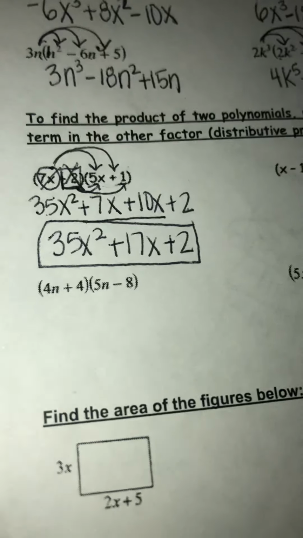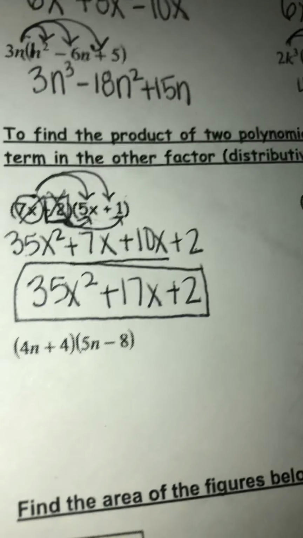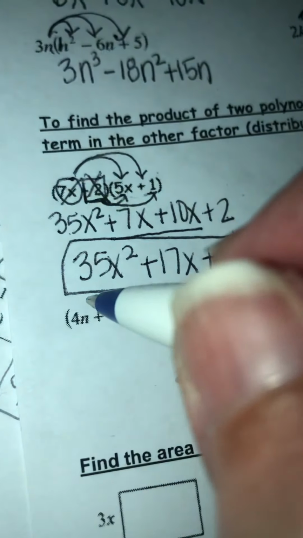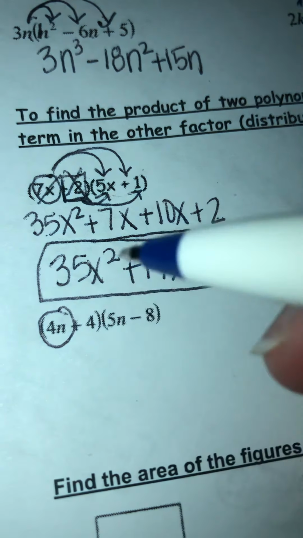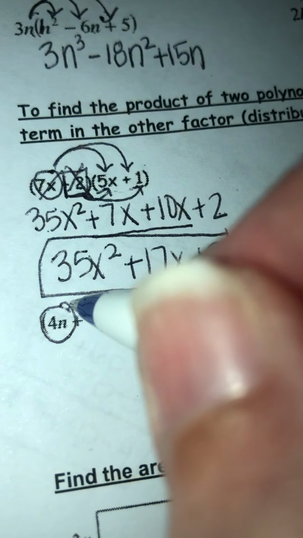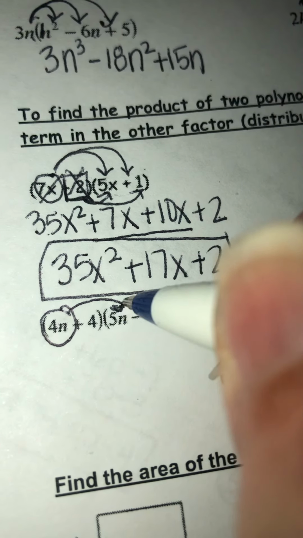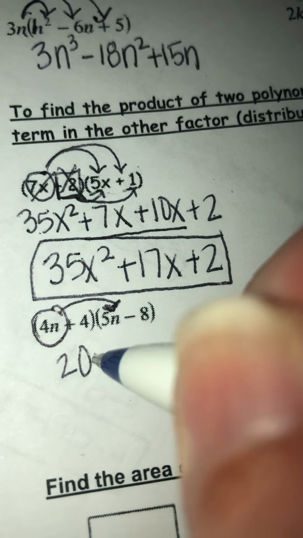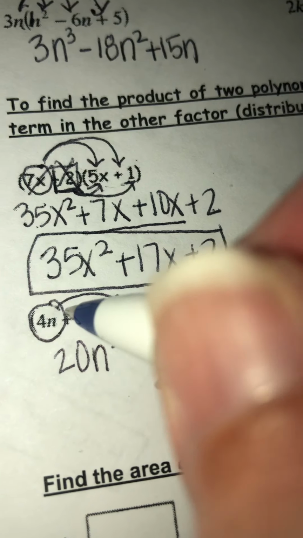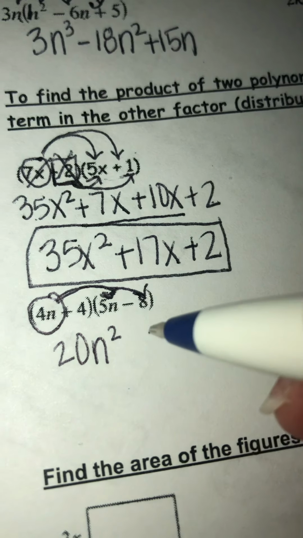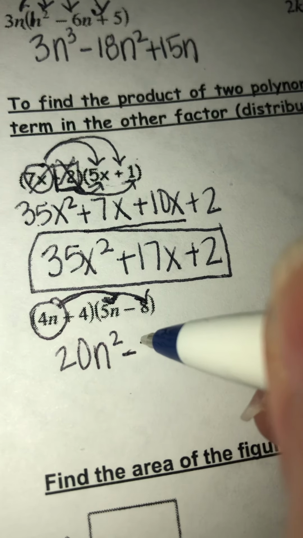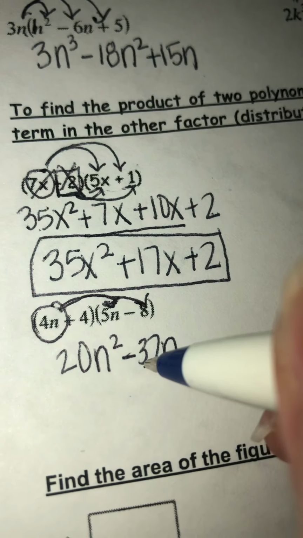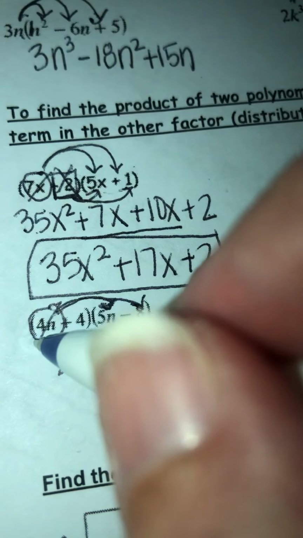Just below that, I have 4n plus 4 times 5n minus 8. So I'm going to take this 4n and multiply 4n times 5n and times negative 8. Be very careful with this one because that's a negative 8, not a positive 8. 4n times 5n. 4 times 5 is 20. n times n is n squared. Then 4n times negative 8 is going to be a negative 32n, because 4 times negative 8 is negative 32. Attach the n. You're done with that one.